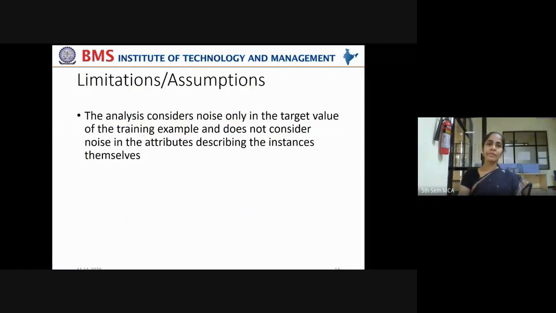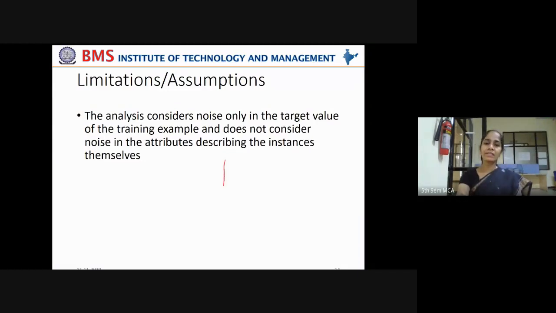Okay. Now, what are the limitations or assumptions we made in this? The analysis considers noise only in the target value of the training example and does not consider noise in the attributes describing the instances themselves. Say I'm measuring the students' weight and height in a class. Now, height I can measure accurately, but weight may have some minor error associated with it.